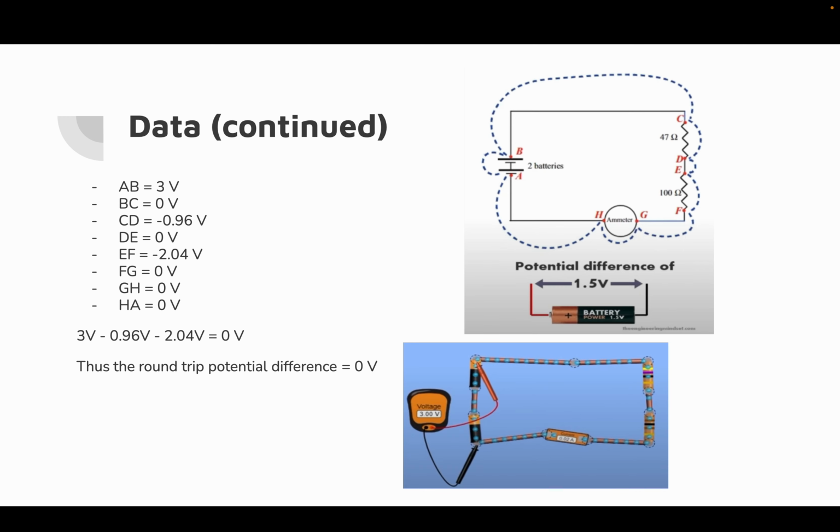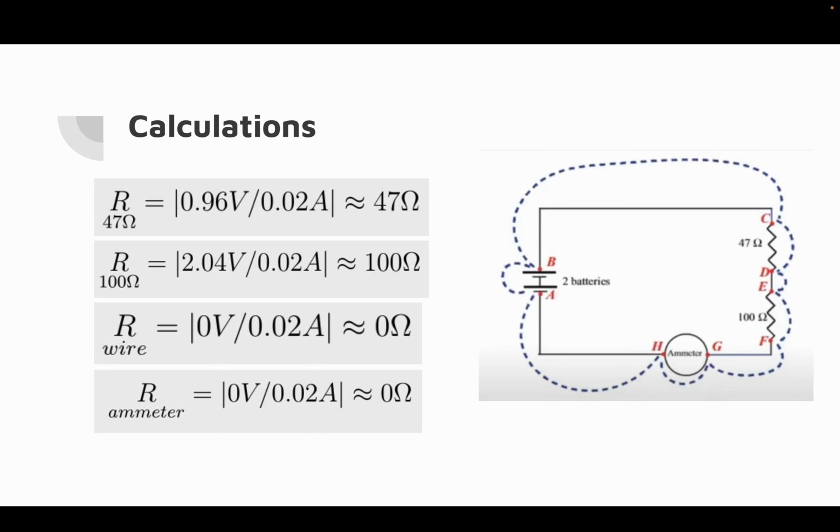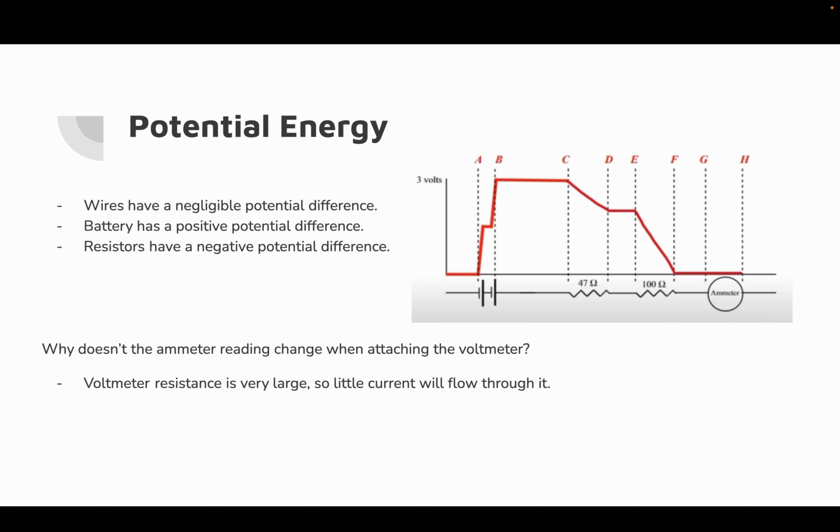CD and EF, however, read negative 0.96 and negative 2.04 volts respectively. The reason they are negative is because the potential difference is moving in the direction of conventional current. Since a round trip must equal 0 volts by the loop rule, we know the values' total potential difference must sum to 0. Using the same circuit as before, we can confirm that the resistors are equal to 47 and 100 ohms using Ohm's law, where we can divide voltage by current. The wire and ammeter, on the other hand, still have a resistance of 0.